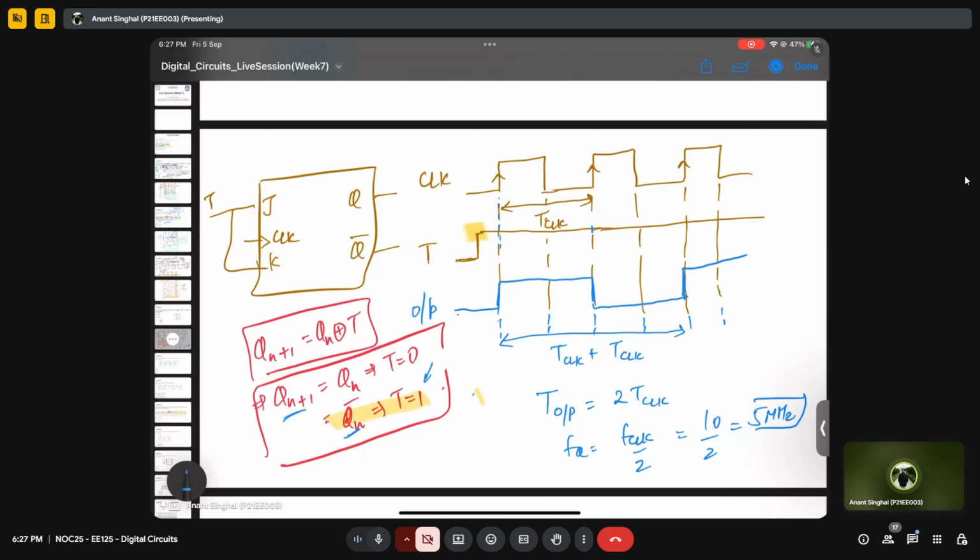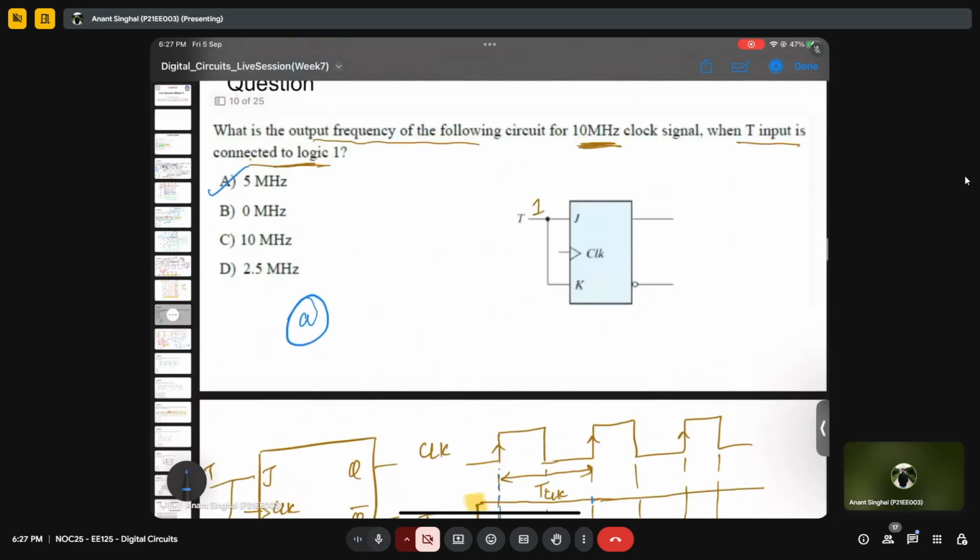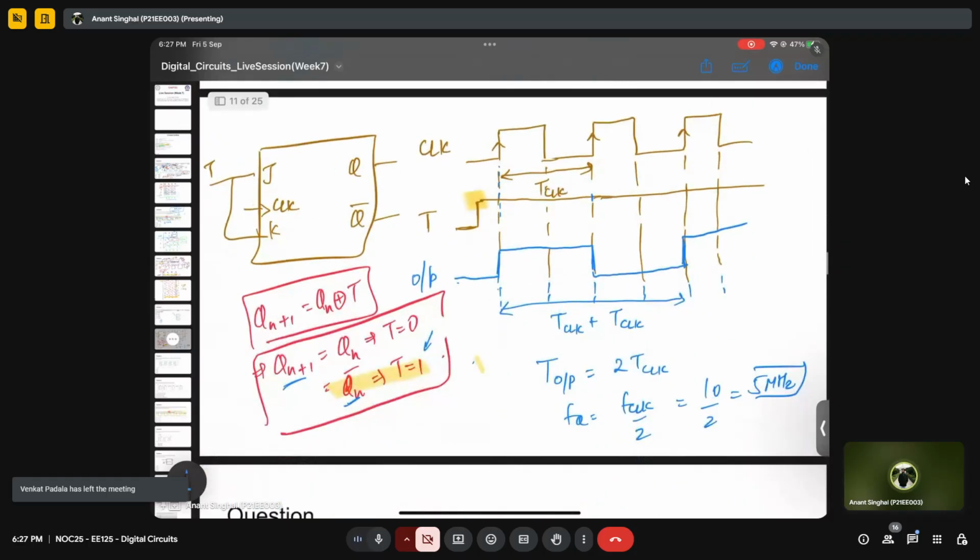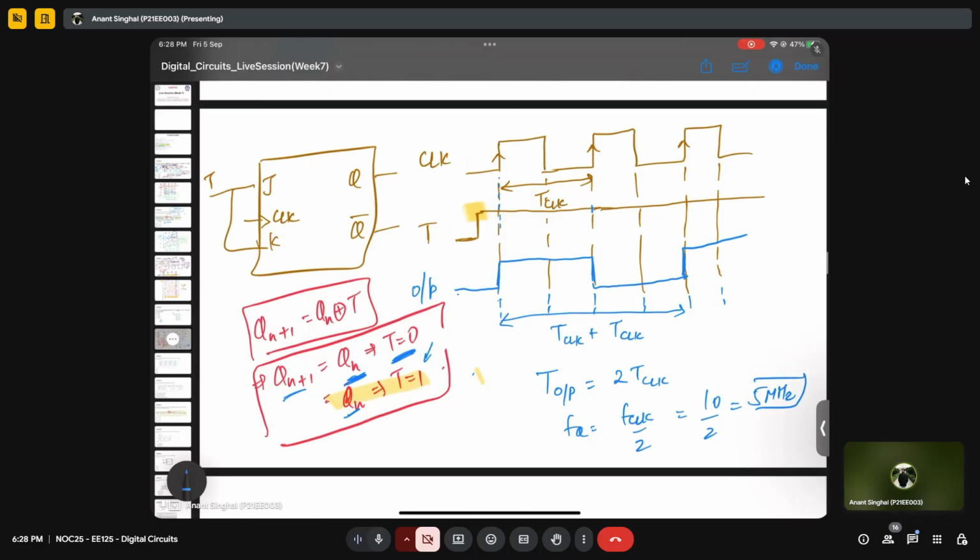So there would have been a different case if the input were connected to, let's say, logic 0. If the input were 0, then the Qn would remain as the previous Qn, and the output would have been something else. But since here T is always connected to 1, at every positive edge trigger, which is here, here, and here, the output will toggle. So it is toggling, as you can see.